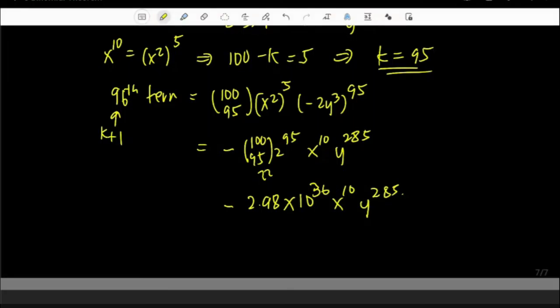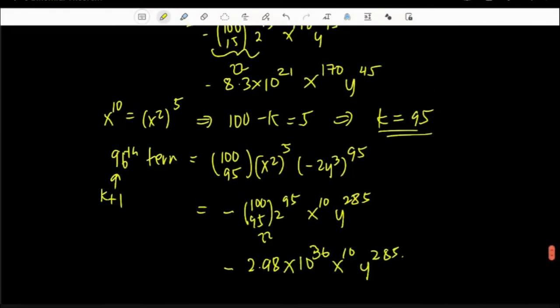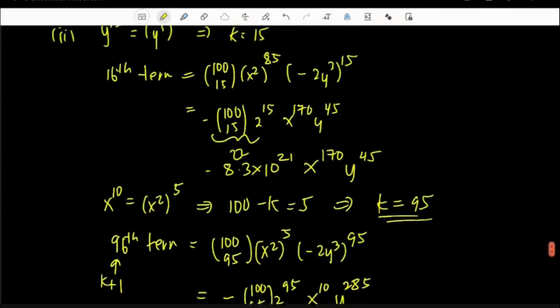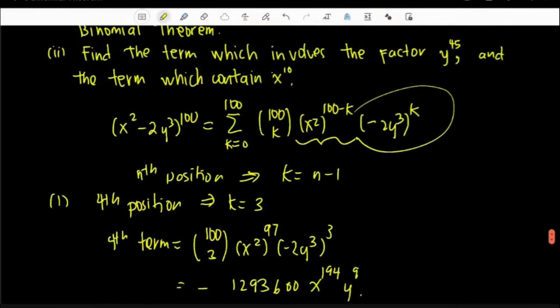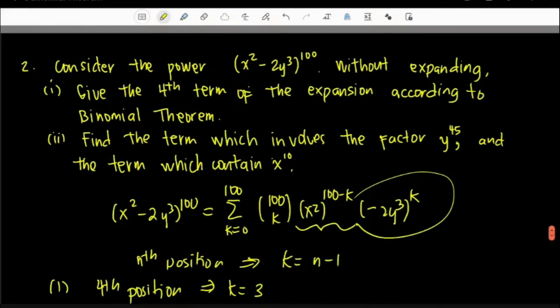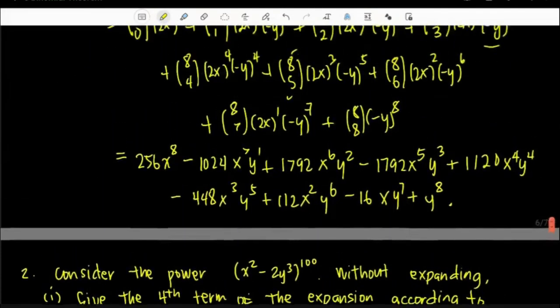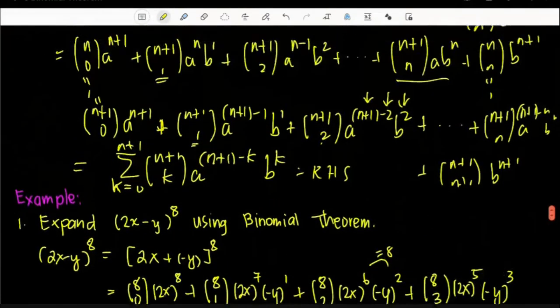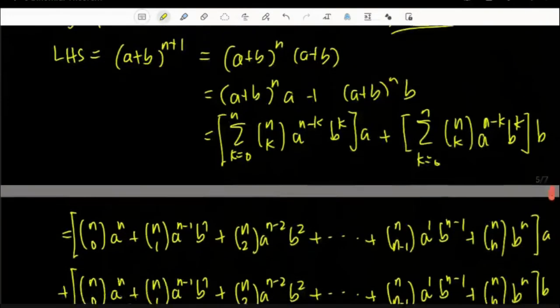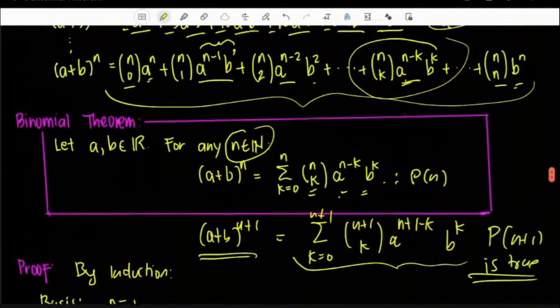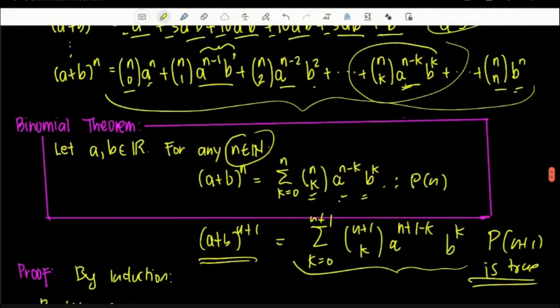So that's how you use the binomial theorem without actually computing the binomial expansion. We were able to determine specific terms of the expansion using the binomial theorem. Again, that is given by the summation of n taken k, a to the n minus k, b to the k, running from 0 to n.